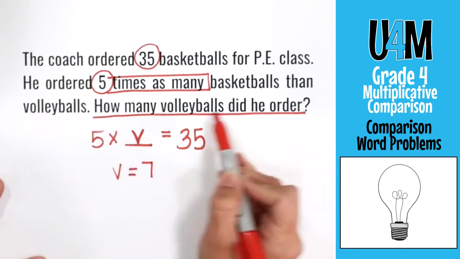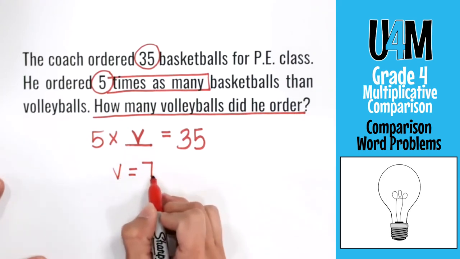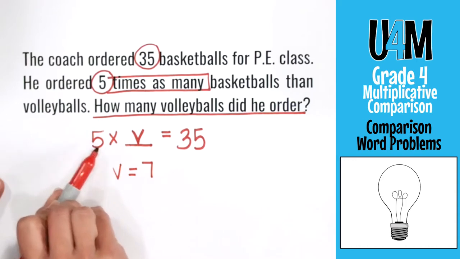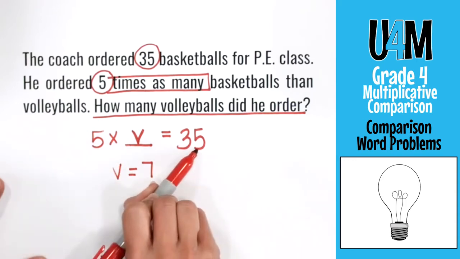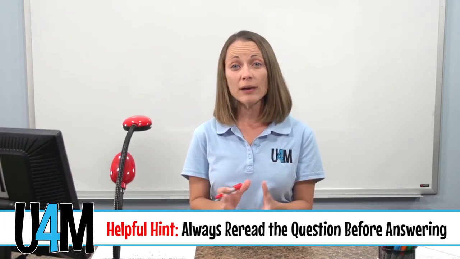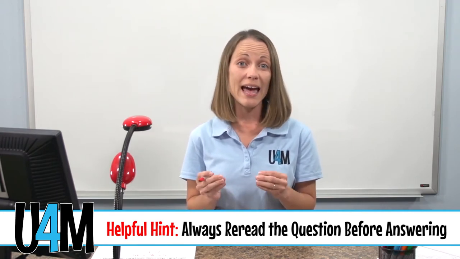So if I look back at my question, how many volleyballs did he order? I would say he ordered 7 volleyballs, because I know that 5 times as many as 7 is 35, and that would equal the number of basketballs. When you're going to solve a problem, you really want to make sure that you reread the question at the end and find out what it's really asking you. These multiplicative comparison problems are going to get trickier as we go, and you really want to know what you're looking for before you finalize that answer.